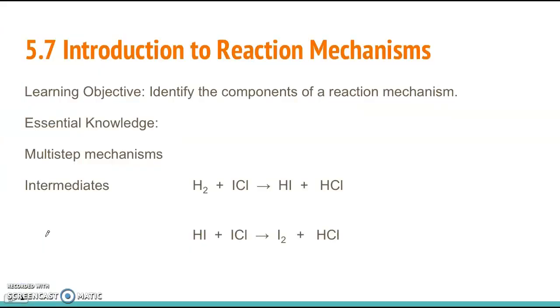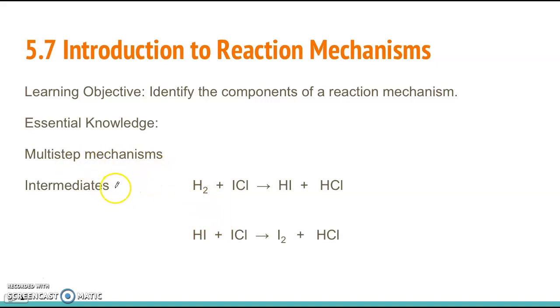And the last section for today is 5.7, Introduction to Reaction Mechanisms. We have a few sections on reaction mechanisms and some of the things we do with them. In this part, the learning objective is just to identify the components of a reaction mechanism. The essential knowledge is, first of all, to understand that a multi-step mechanism is where it takes 2 or 3 or 4 steps for the reaction to go from reactants to products. Most reactions occur this way, so they end up with multi-step mechanisms.